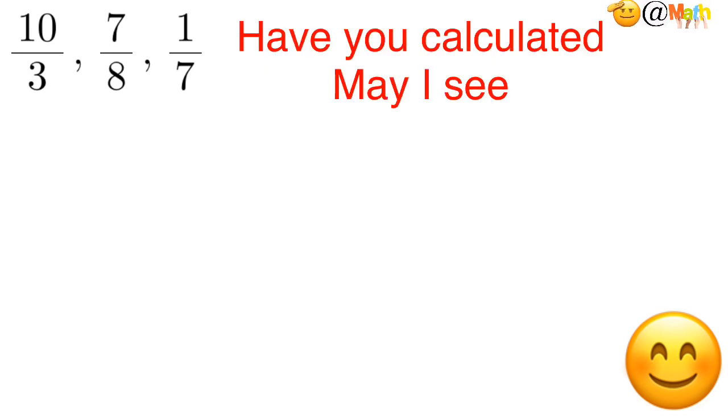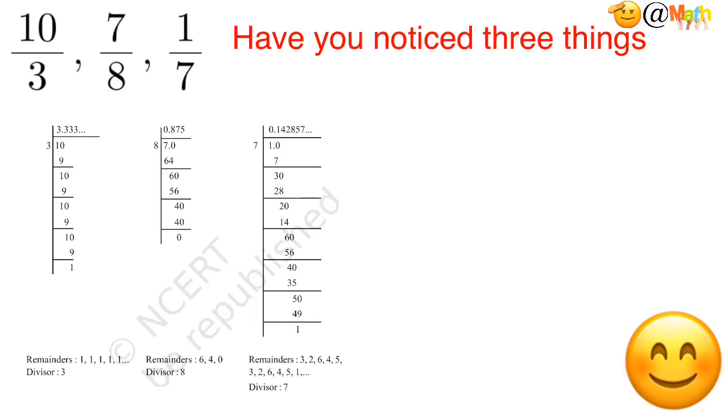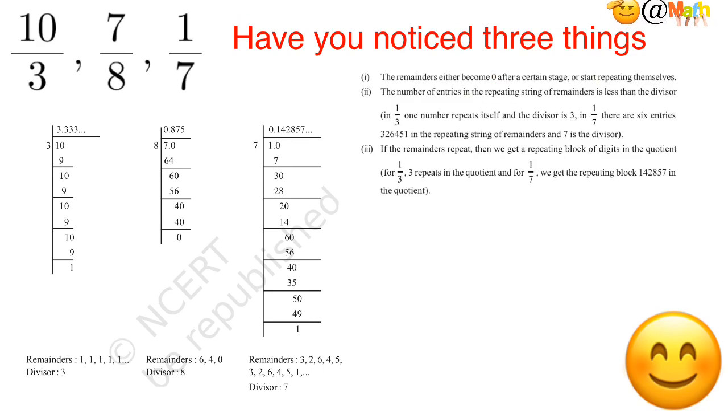Have you calculated? May I see? Have you noticed three things? The remainder either becomes 0 after a certain stage or starts repeating itself. The number of entries in the repeating string of remainders is less than the divisor. In 1 by 3, 1 repeats itself and the divisor is 3. In 1 by 7, there are 6 entries. If the remainder repeats, then we get a repeating block of digits in the quotient.